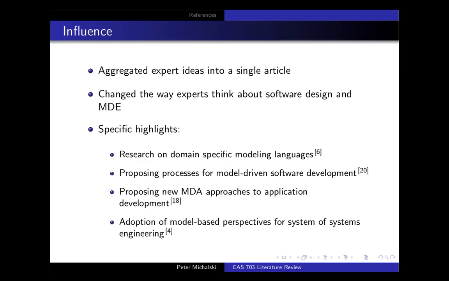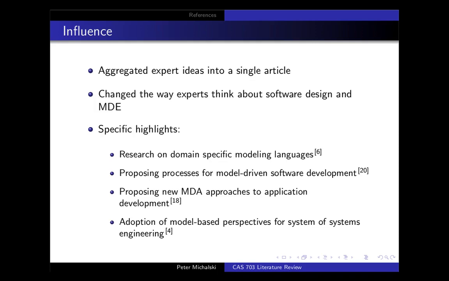Some highlights of influence include research on domain-specific modeling language, specifically the work of Dalla and Ahmed titled The Sustainable Efficiency of Modeling, a Correspondence Undergraduate Transaction Framework by Using Generic Modeling Environment, proposing process for model-driven software development in spite of MDE challenges, specifically the work of Albura et al. titled A Process Model for Component-Based Model-Driven Software Development, proposing new MDA approaches to application development, specifically the work of Pallone et al.